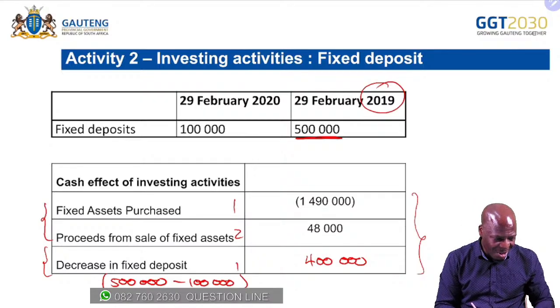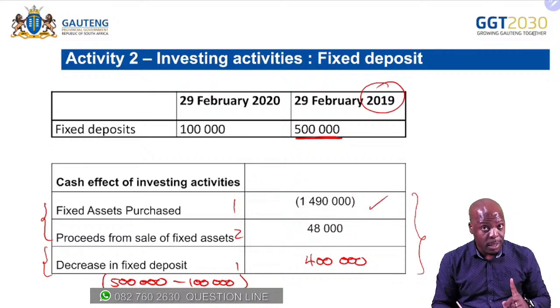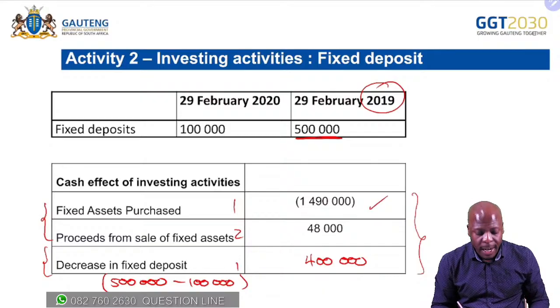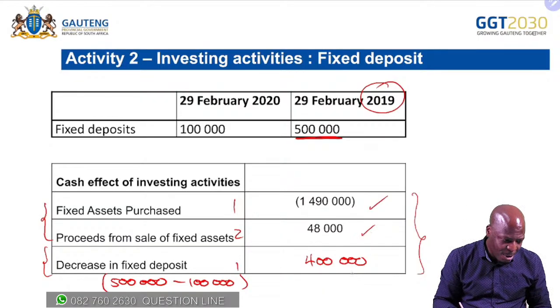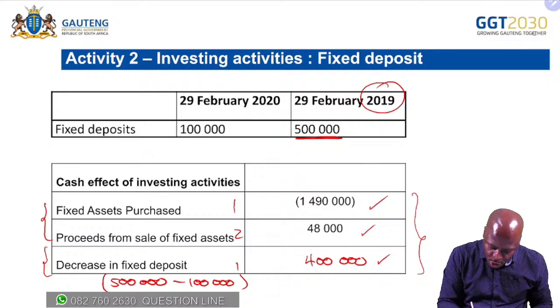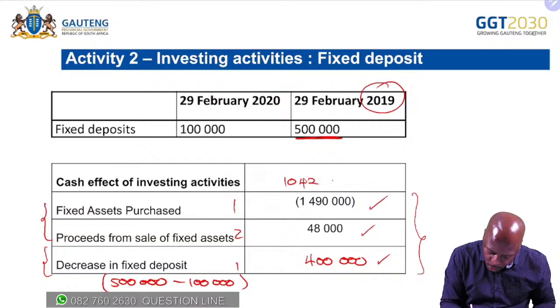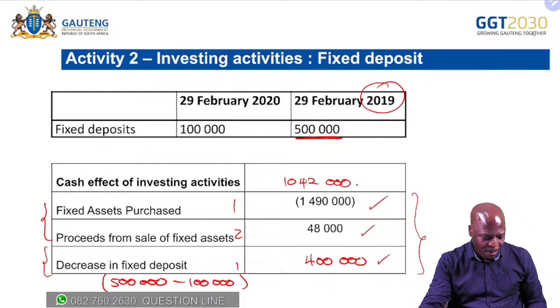So have your calculator close to you. You're going to say now 1,490,000 negative, remember. So minus 1,490,000 plus your 48,000 plus your 400,000. You should then get your 1,042,000. You should get your 1,042,000. Okay, are we still cool?